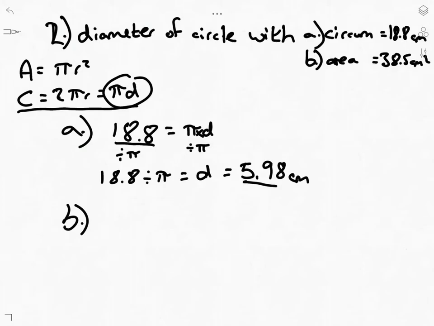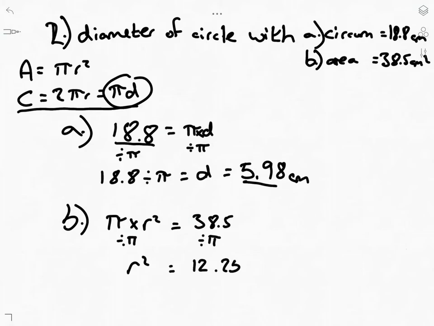So again, just plugging them in. And then for area, much the same. We have pi times r squared equals 38.5. So we're going to divide by pi. We get r squared equals, let's type it in, 38.5 divided by pi. I got 12.25.